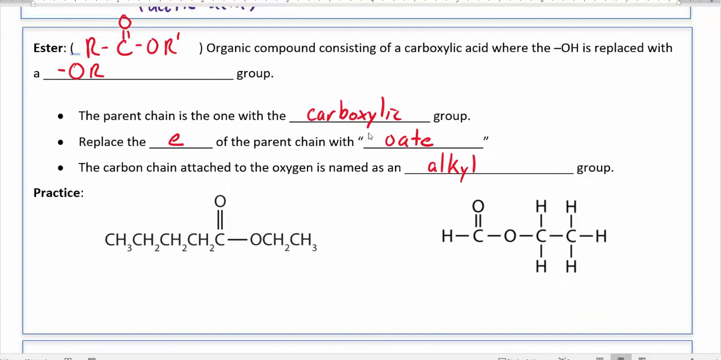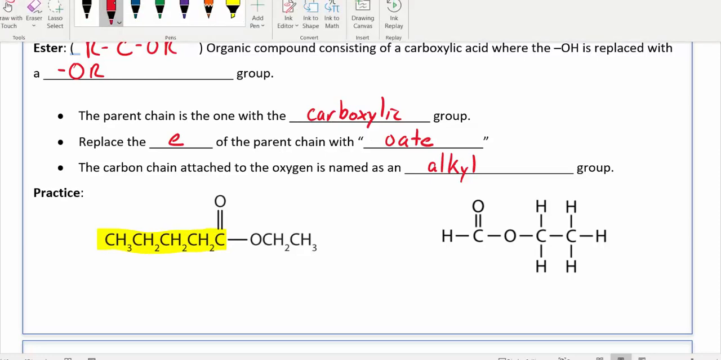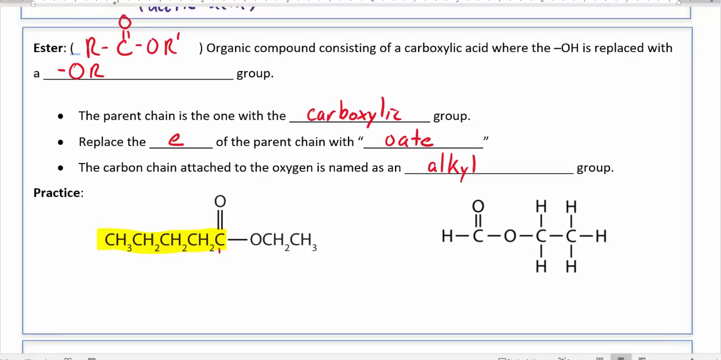Okay, our parent chain here is going to be this one because it is the carbon that is attached to the carboxyl group. I don't need to number them, although if I was going to number them, that would be my 1, 2, 3, 4, 5, and so on. But I don't have any branches, so I don't really need to worry about numbering. So the parent chain is a pentanoate. And then this is the alkyl group, which is attached to it. And I can see that it's a 2-carbon chain. And so that would be an ethyl group. So ethyl pentanoate.